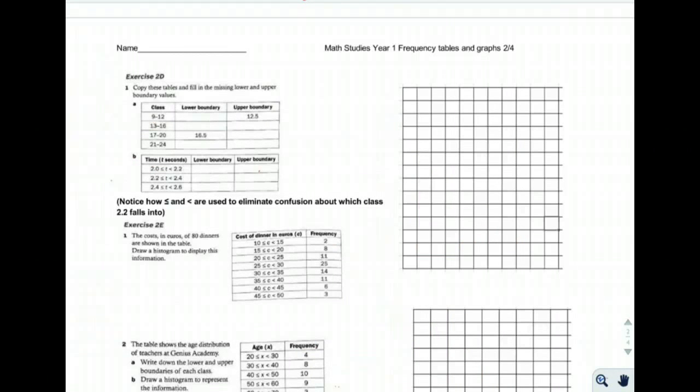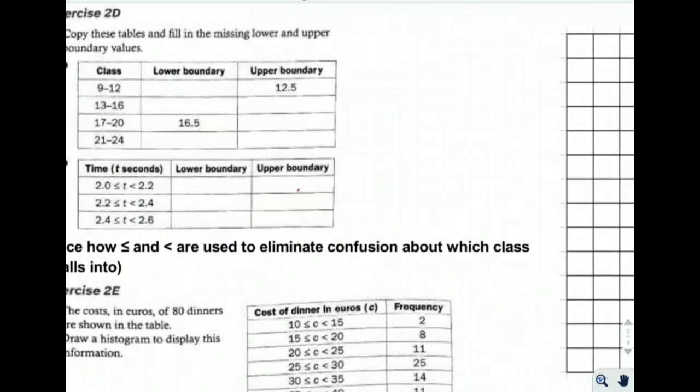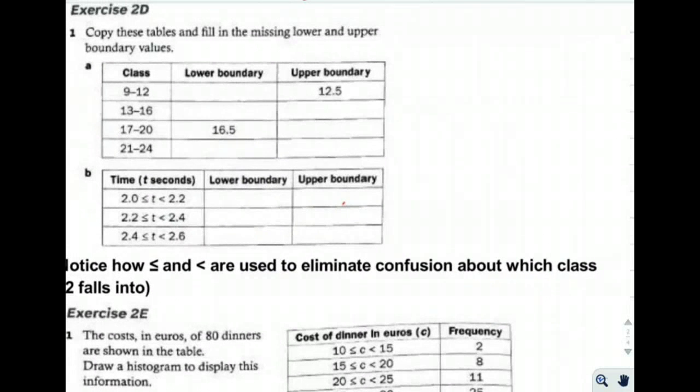So we're doing page 2 of the frequency tables and graphs problem set. Frequency tables are pretty much like histograms or bar graphs that you've been doing all your lives. The only difference is on the x-axis, the way it's marked. So first we're going to take a look at how they mark the x-axis.